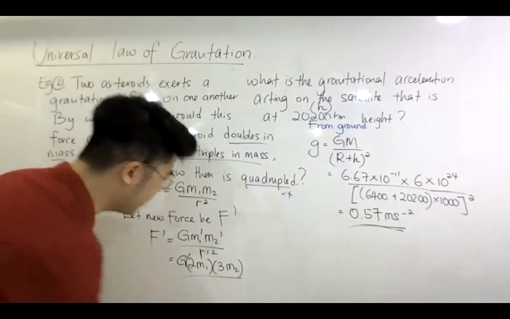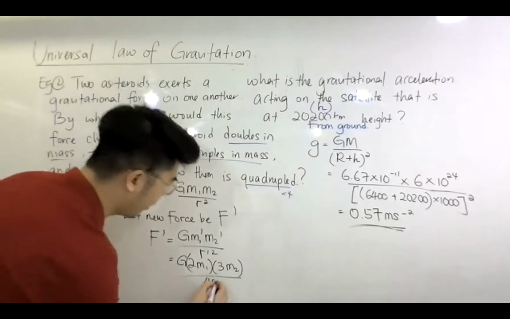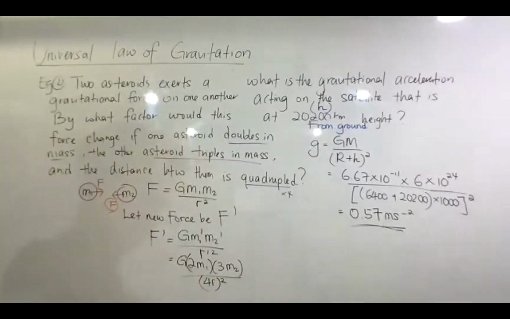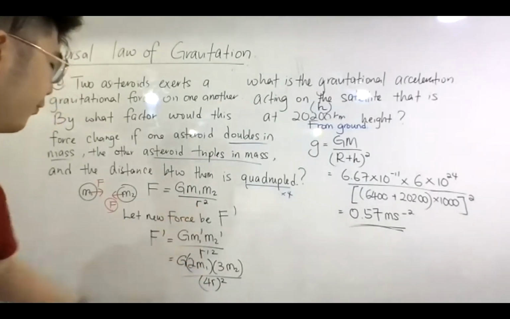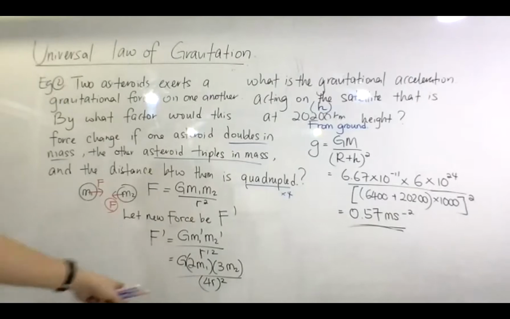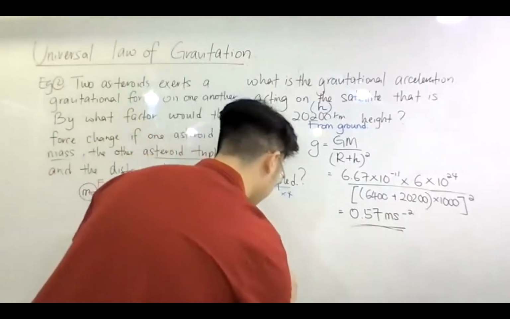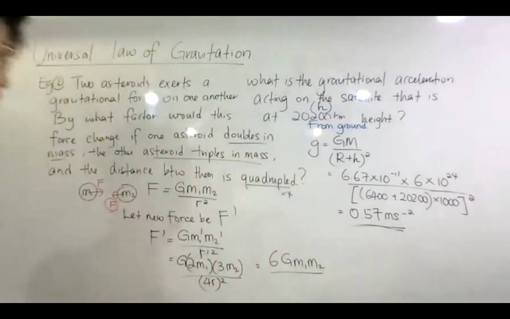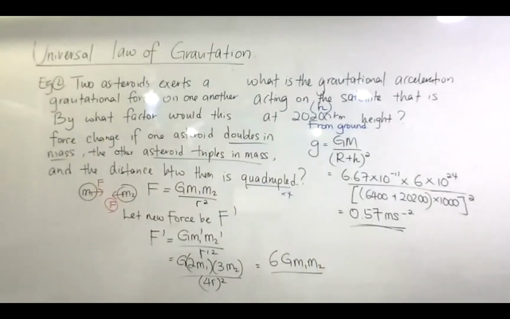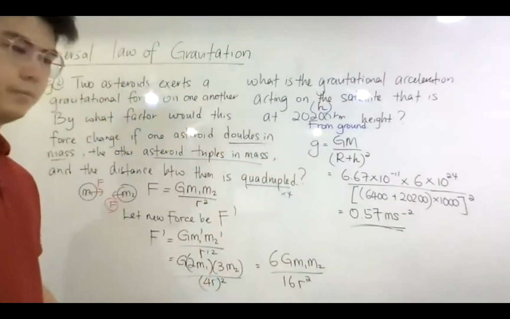Quadruple means the distance is four times, so 4R, squared. Again, here we have a square, so we put 4R, 4 times of R, squared. All right, so we put it like this: 6G M1 M2 over 16R squared.